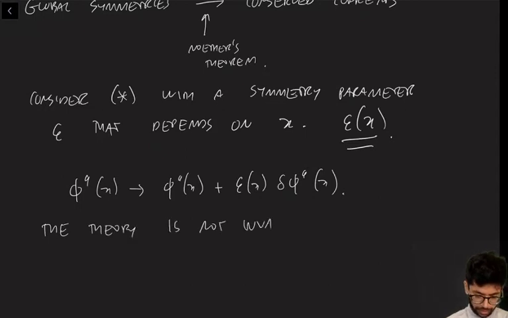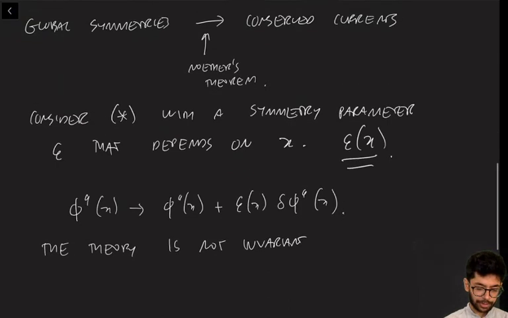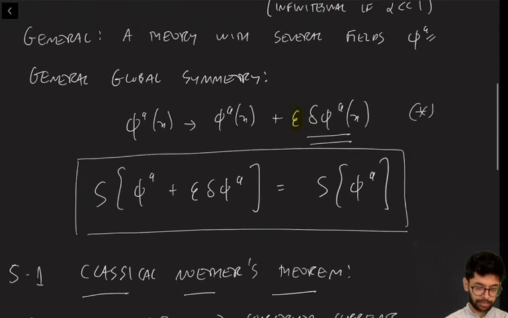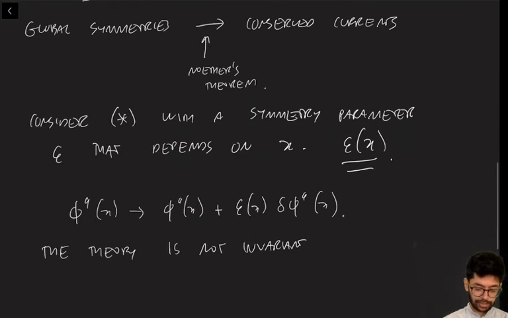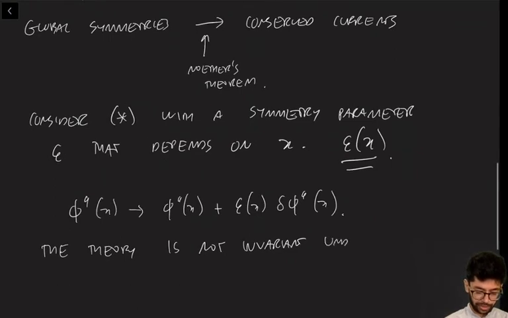Because the whole point of a global symmetry is that you need the symmetry parameter to be constant. That's almost the meaning of a global symmetry. That's why it's called global. And so this is not a symmetry of the theory. The theory is not invariant under this. And particularly that means the action will change, okay?